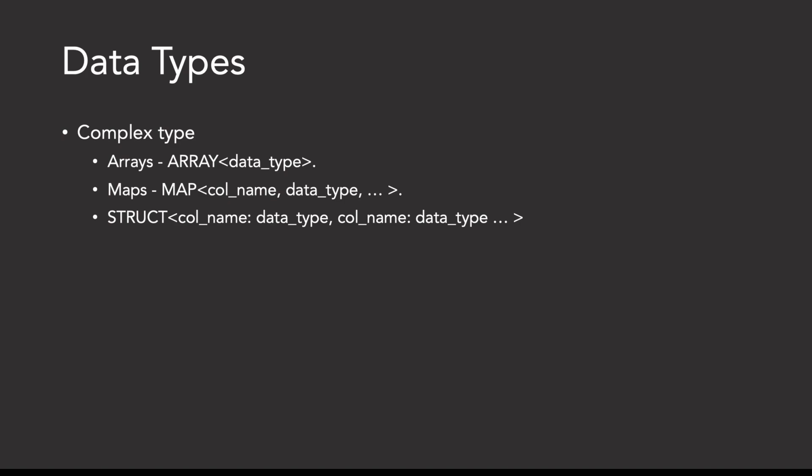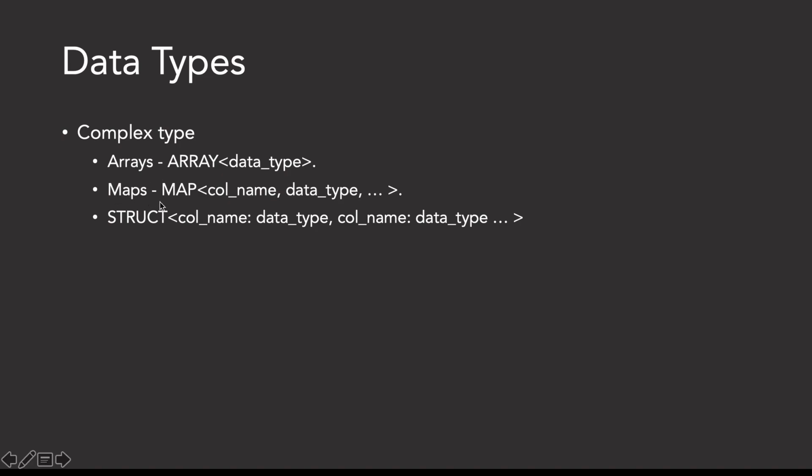The first one is arrays. This is how you define an array. So let's say you have a column which has to be an array. You define it as array followed by the data type of the array. This data type can be the primitive data types that we have just talked about in the previous slide.